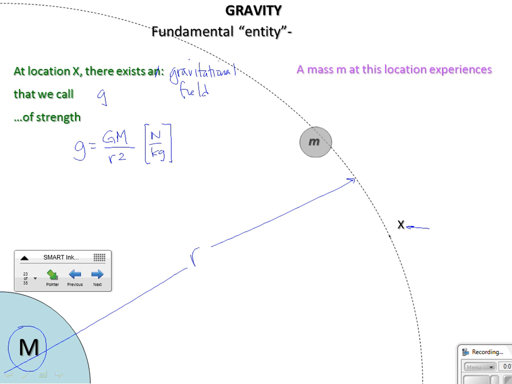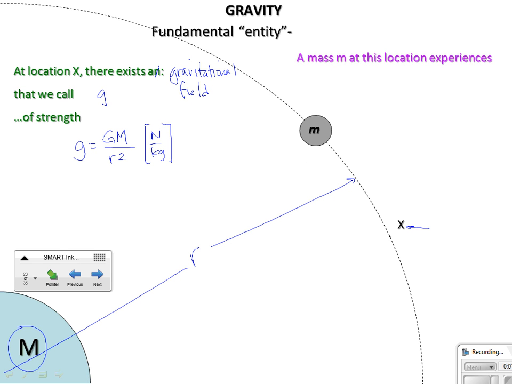Now, we put a mass at that location, or at that same radius, and that mass therefore experiences a gravitational force. And that force, Fg, is m times g, or m times this. So that's how we get back to our universal gravitational force.